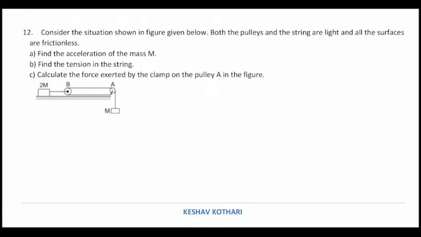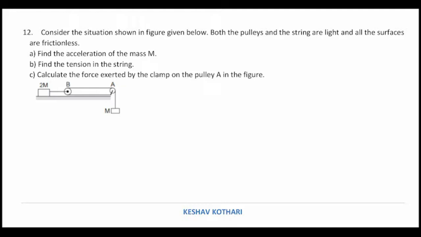Consider the situation shown in the given figure below. Both the pulleys and the spring are light and all the surfaces are frictionless. Find the acceleration of the mass capital M. Find the tension in the spring. Calculate the force exerted by the clamp on the pulley A in the figure.